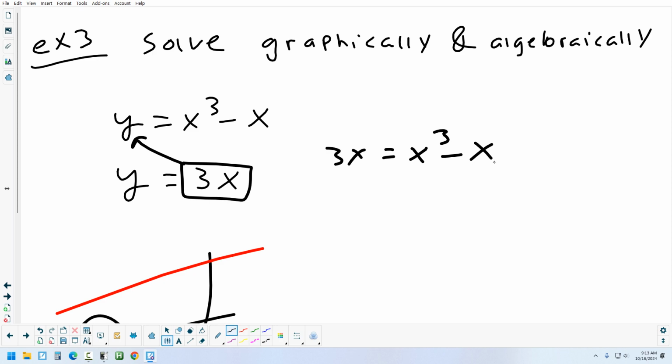And when we're solving equations like this, we generally want to get what on one side by itself? Yeah, you're going to have to get 0 on one side and hope we can factor, rational root theorem, synthetic division, something like that. So let's do 0 equals x cubed minus 4x.